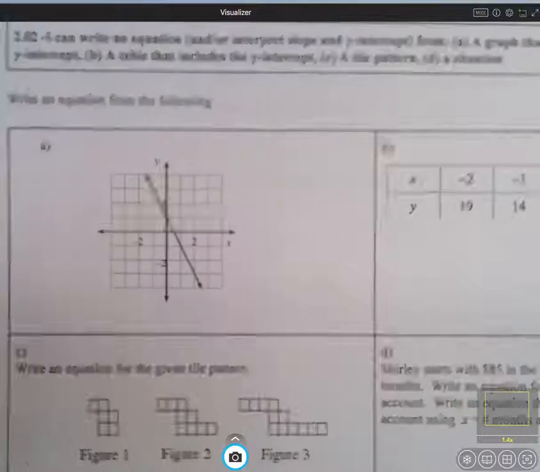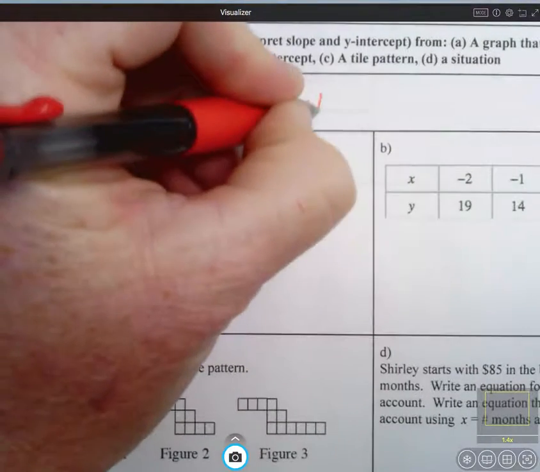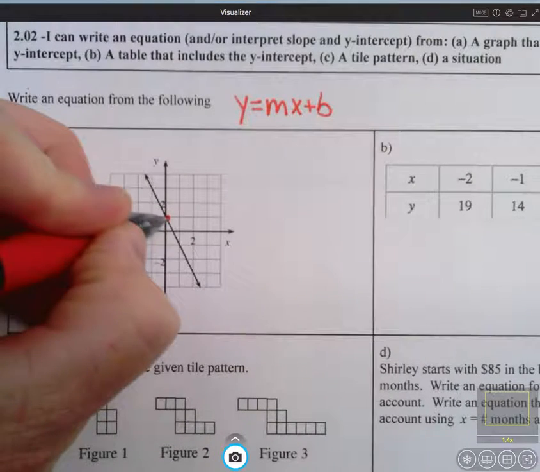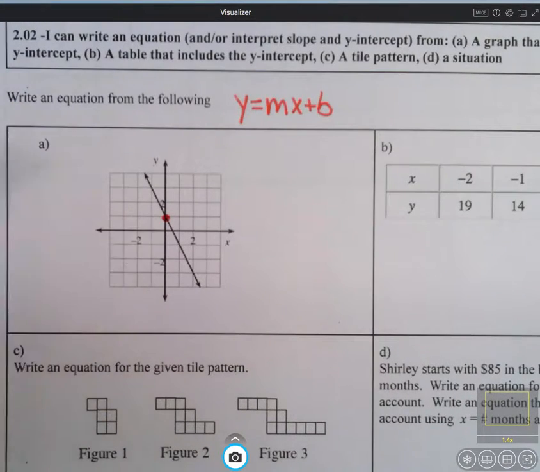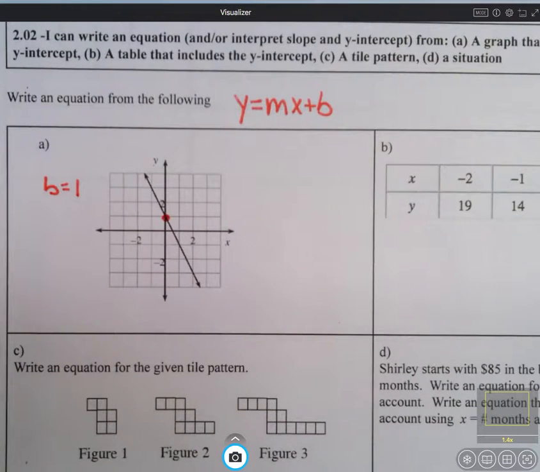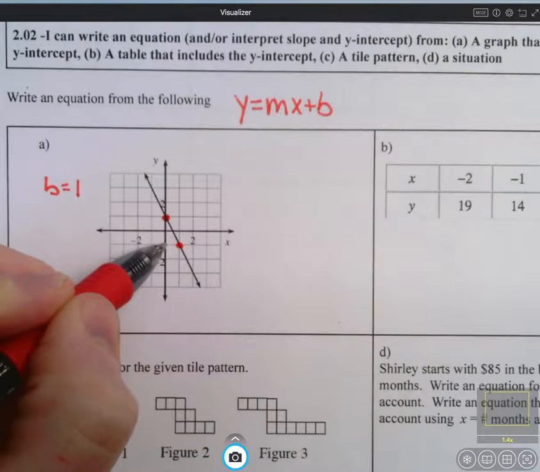All right, so we know that linear equations can always be written in the form y equals mx plus b, m is the slope, b is the y-intercept. So for this one here, it looks like we have a y-intercept of 1. So my b value is 1. And my slope, it looks like I'm down 2.